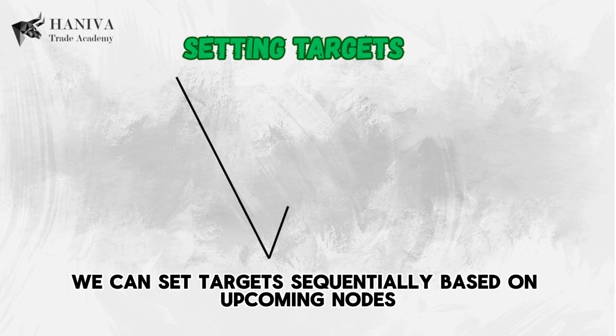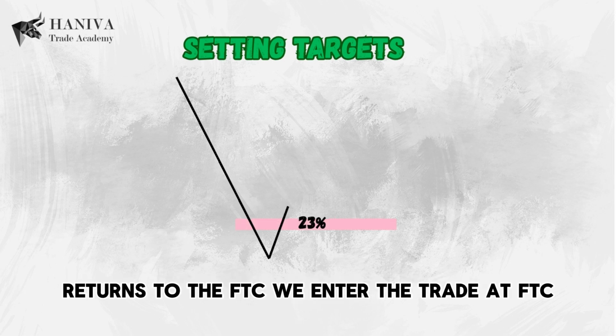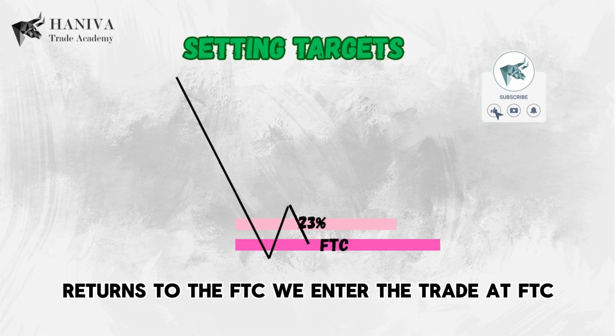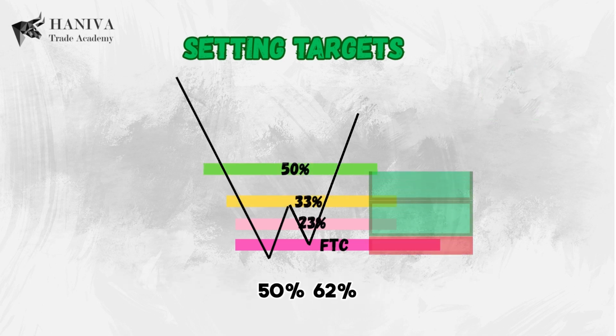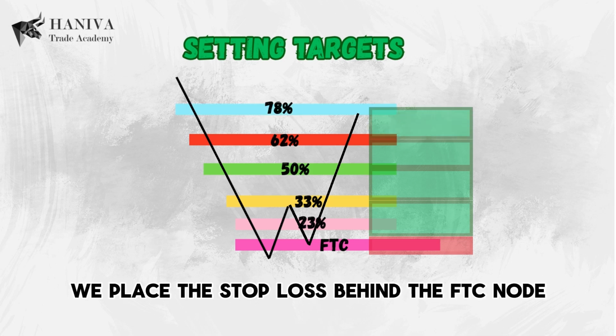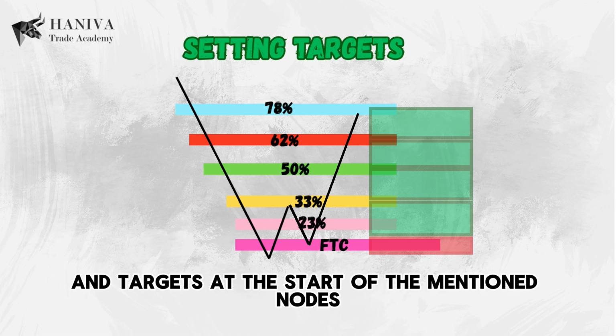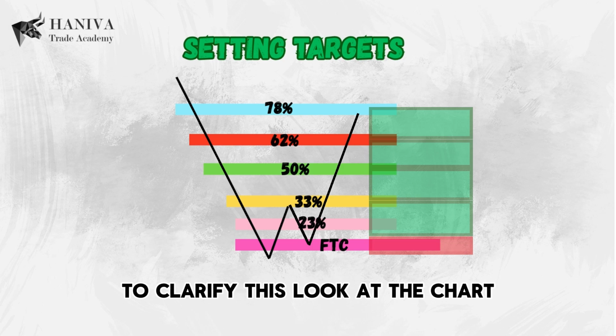Setting targets. We can set targets sequentially based on upcoming nodes. Suppose the price, after engulfing the 23% node, returns to the FTC. We enter the trade at FTC and expect the price to move in order toward the 33%, 50%, 62%, and 78% nodes. So, we place the stop loss behind the FTC node and targets at the start of the mentioned nodes. To clarify this, look at the chart.